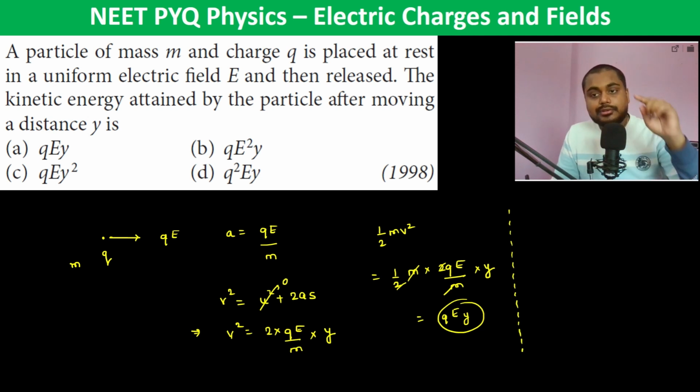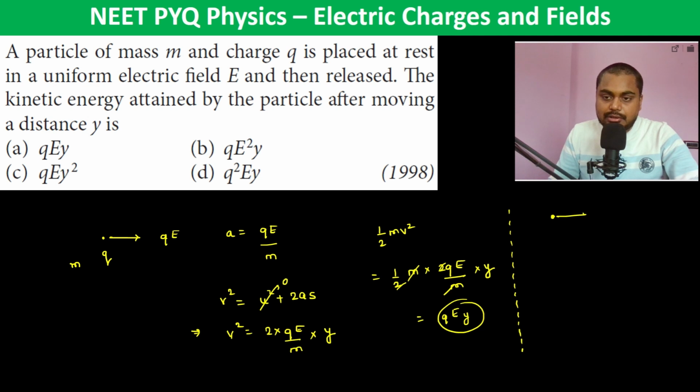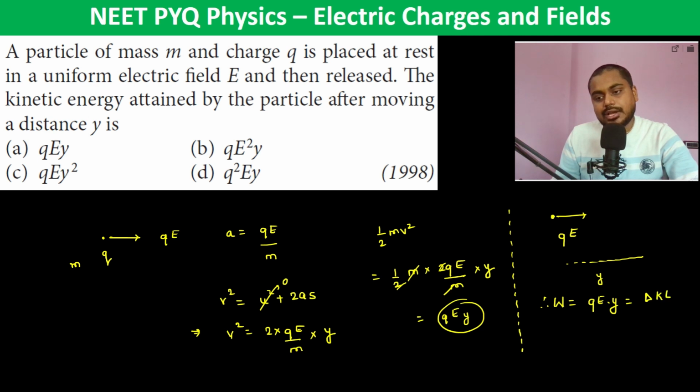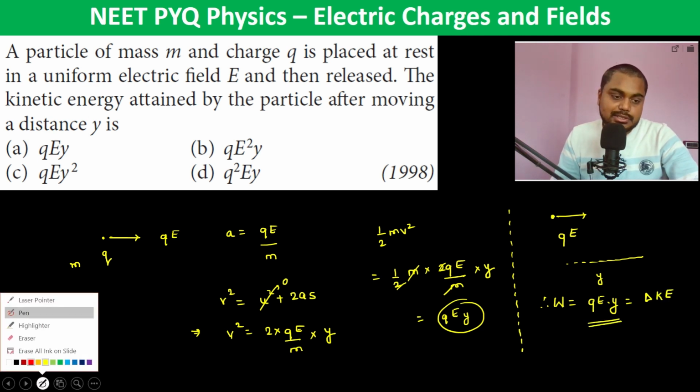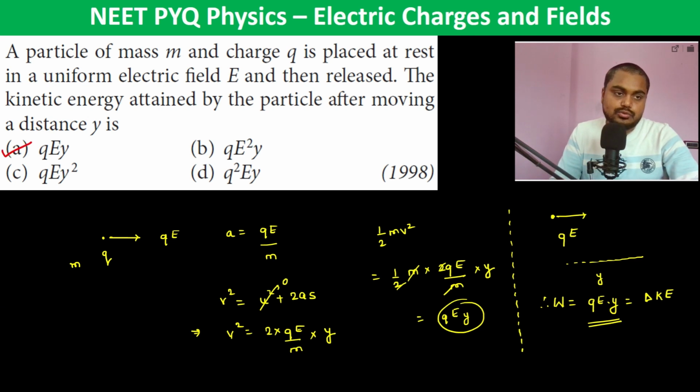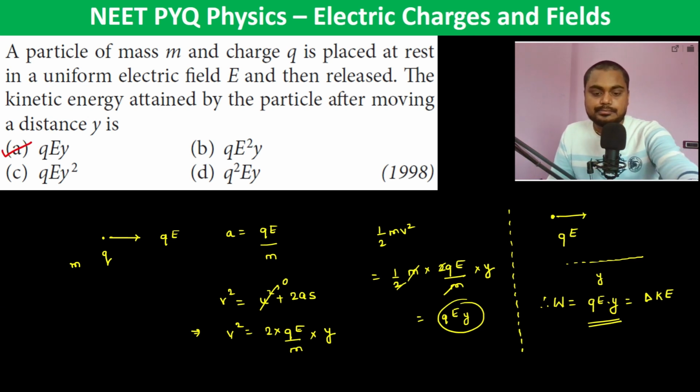We can also solve it by a different method. What is the method? Look carefully. The force is QE and the force acts on the particle for y distance. So the work done by the force is QE into y, which is going to be the change in the kinetic energy. So in both cases we see the answer is going to be the same, that is QEy.